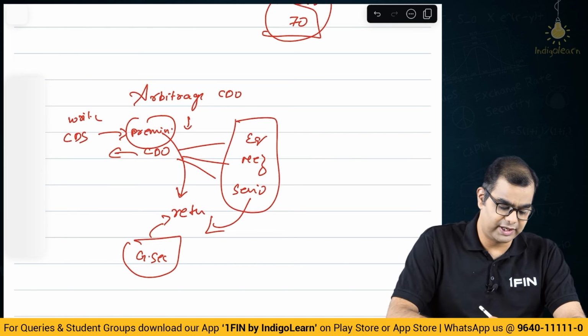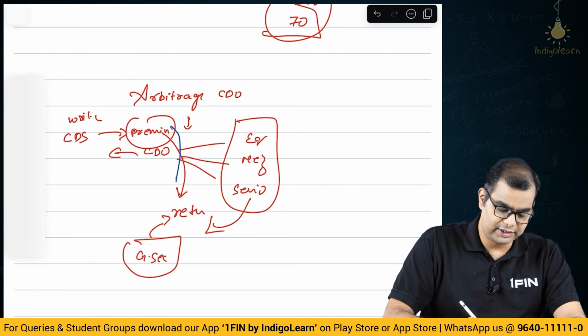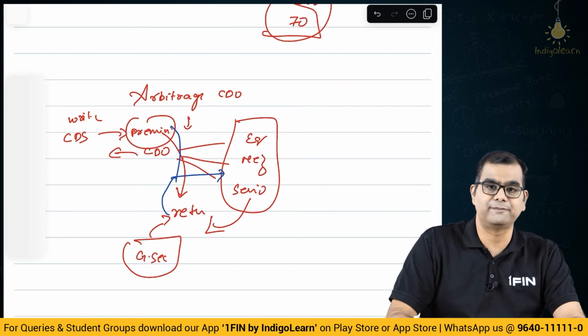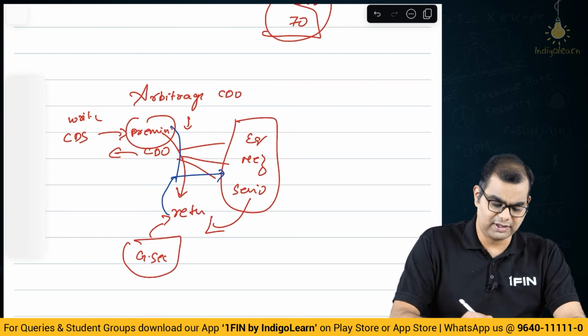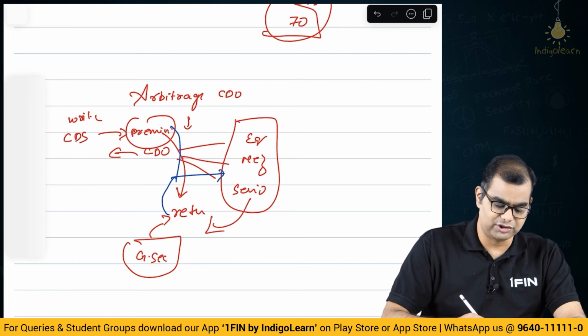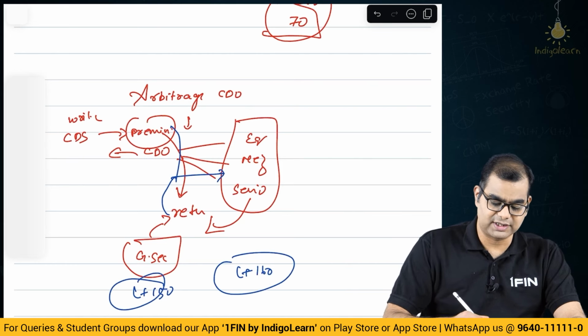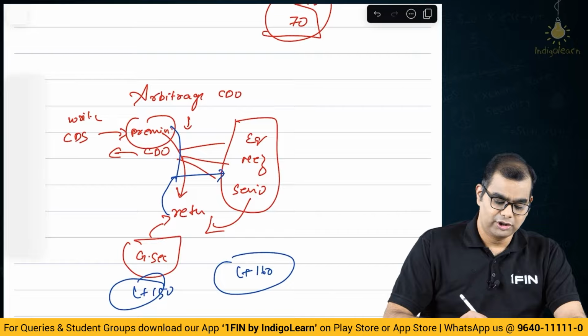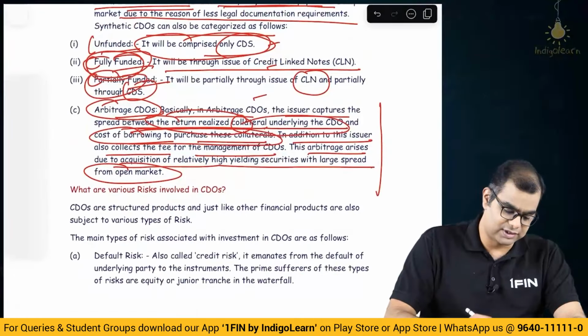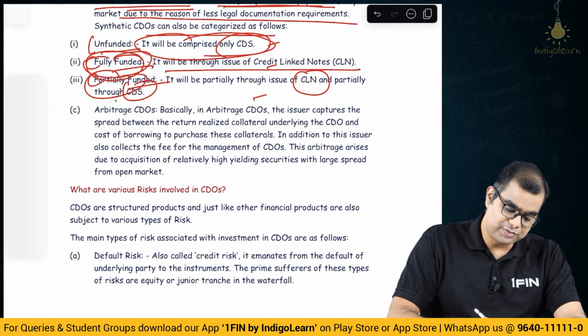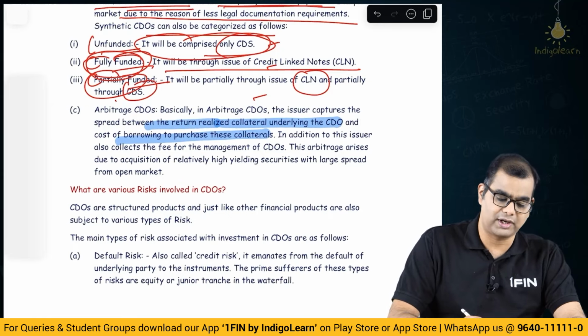These two you combine and you pay these people. Now, what typically happens is that the return of these two is LIBOR plus 150, and everything put together here is LIBOR plus 160 or something like that. So the weighted average return here is 150, 160. Now here you try and get securities. Let's read the exact words used here: the issuer captures spread between the return realized from the collateral underlying the CDO and the cost of borrowing to purchase this collateral.